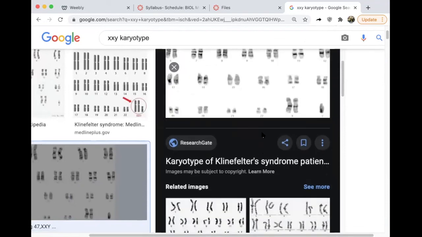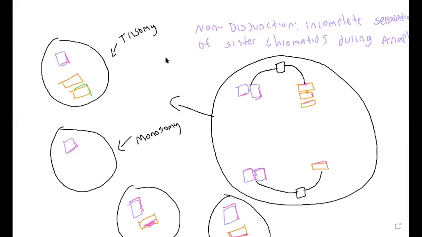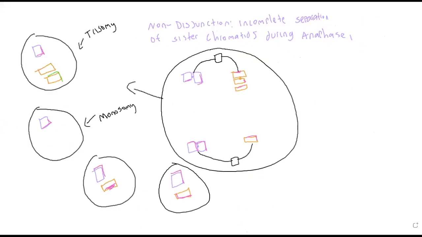So if we look here again, we see that this non-disjunction disorder has created 2 disordered haploid cells. This one has 2 copies of chromosome 2. In our example, this haploid cell has no copies of chromosome 2. If the first cell fertilizes a normal cell, it's going to have 3 copies of chromosome 2 instead of 2.